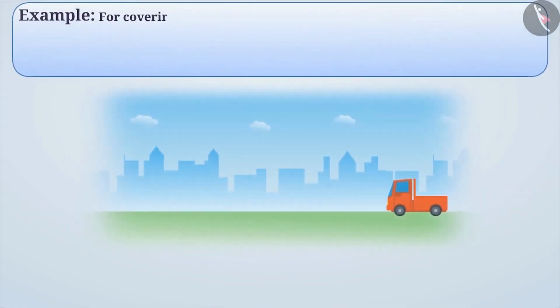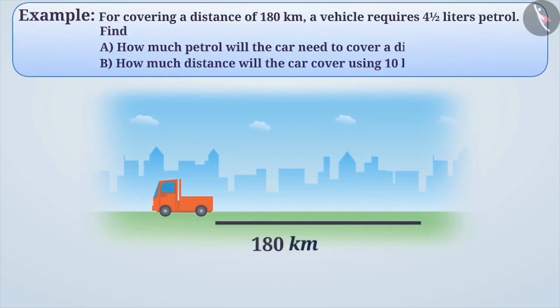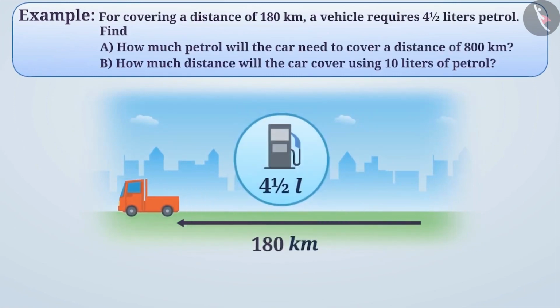Example 3. For covering a distance of 180 kilometers, a vehicle requires 4.5 liters of petrol. Find out how much petrol is needed by a car to cover a distance of 800 kilometers. Also, how much distance will this car cover using 10 liters of petrol?